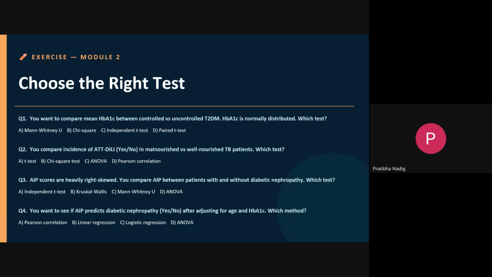Okay. So question number 4: you want to see if AIP predicts diabetic nephropathy after adjusting for age and HbA1c, which method? Okay, I didn't touch base on this, but those who are interested, you can answer this question. I didn't talk about this particular thing.